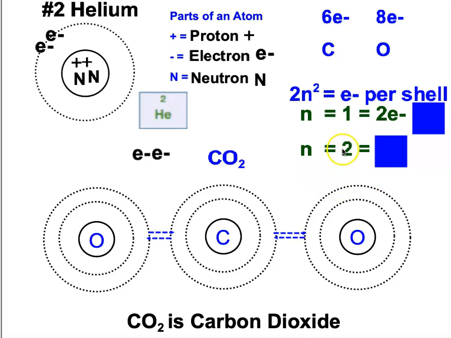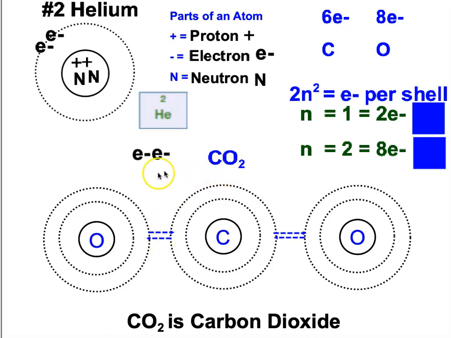Now, if I substitute a 2 for the n for the second shell, I have 2 squared, that's 4. 4 times 2 is 8. So ideally, if I have an atom that has 2 shells, it would ideally like to have 8 electrons in the outer shell. Now, this isn't always possible, and this is why atoms such as carbon and oxygen bond together so well to form the molecule carbon dioxide.